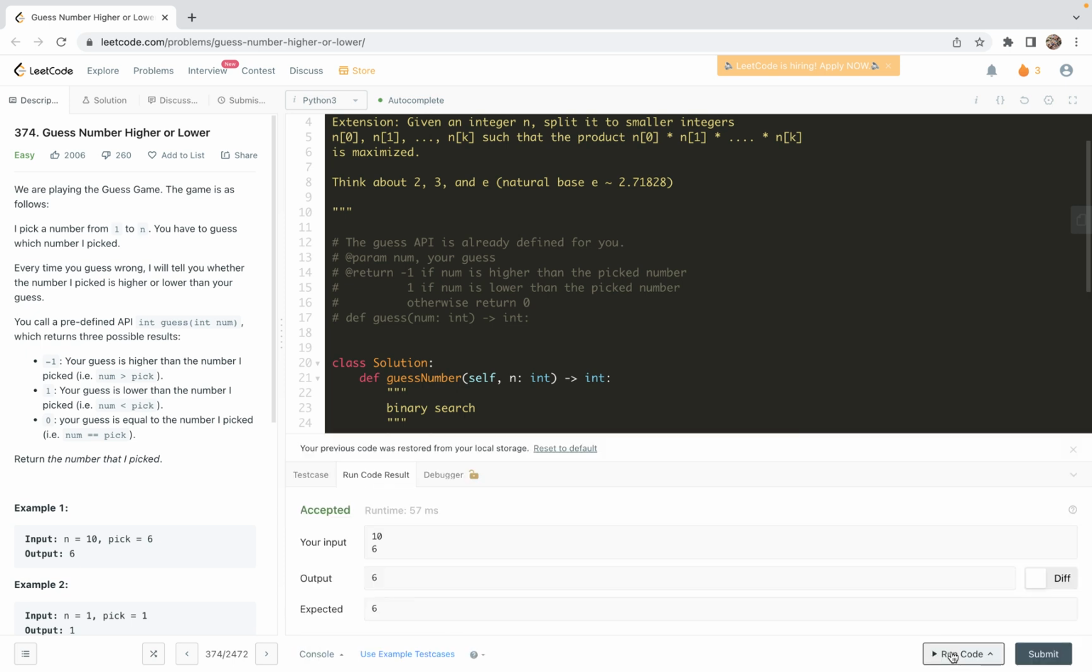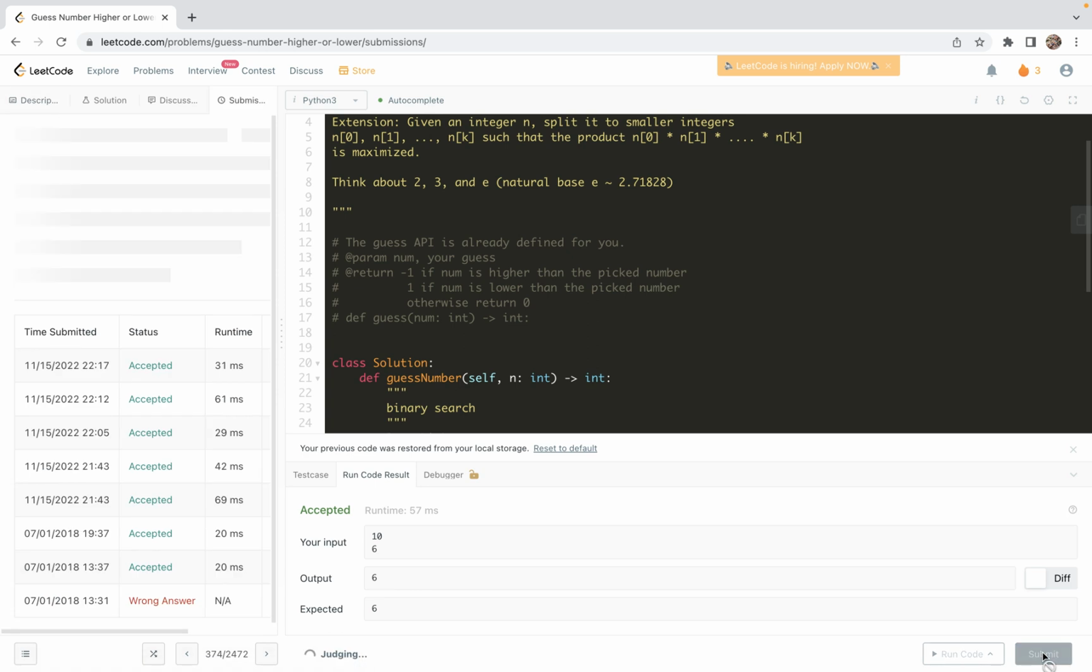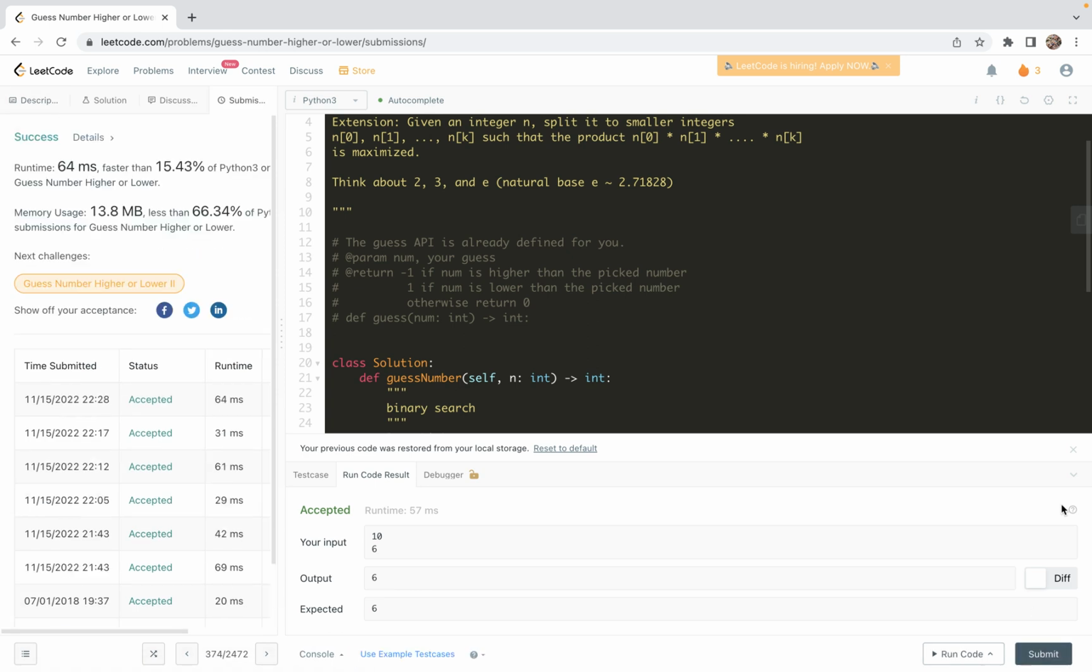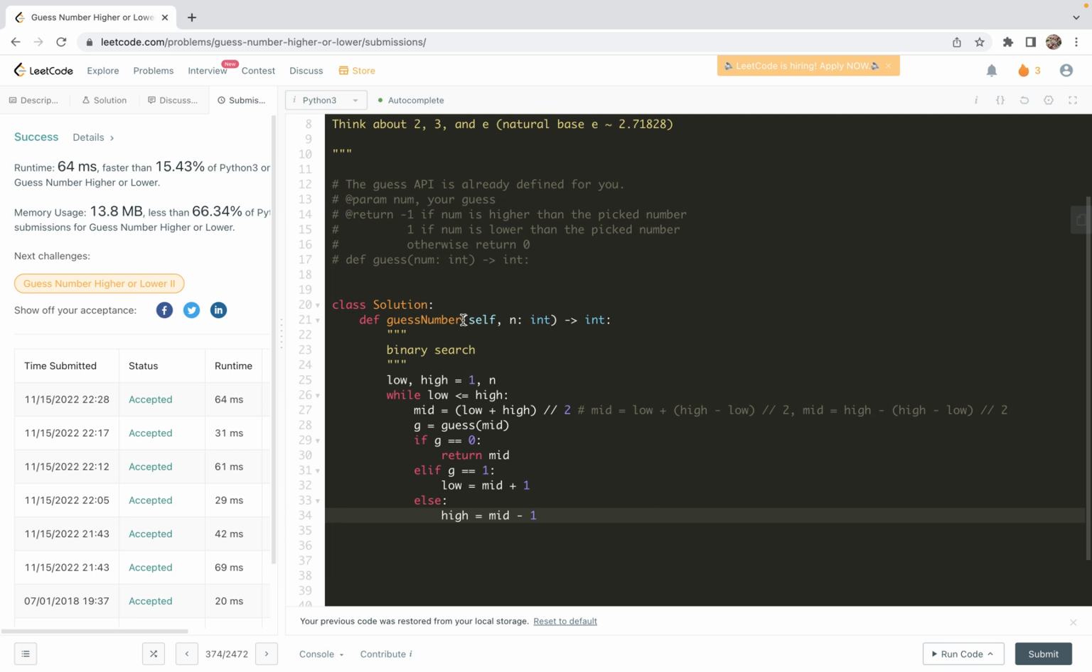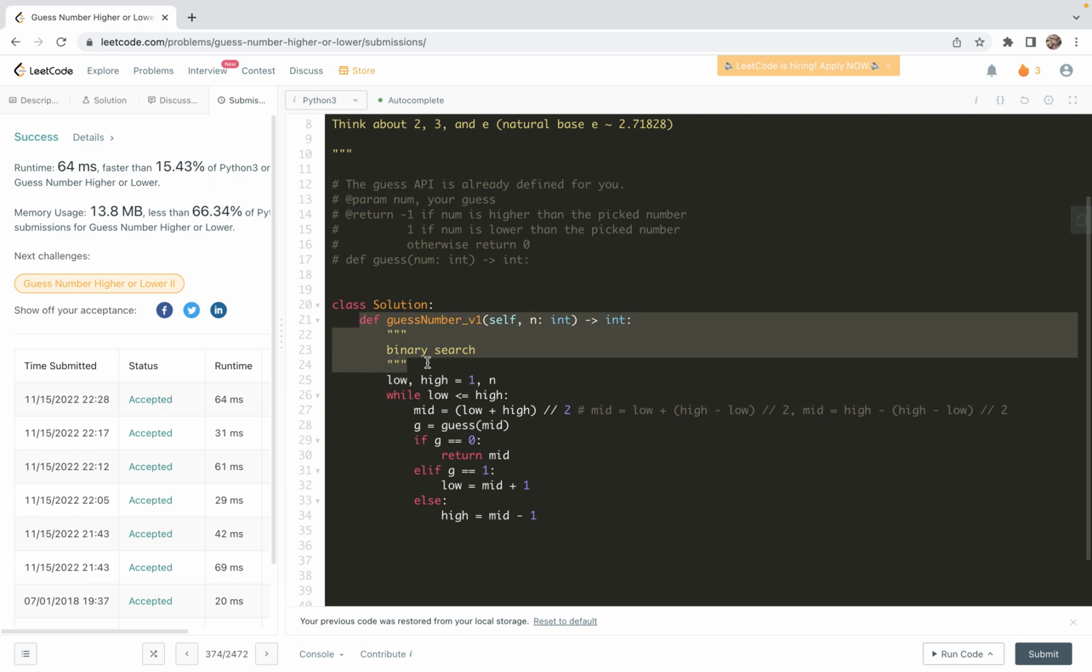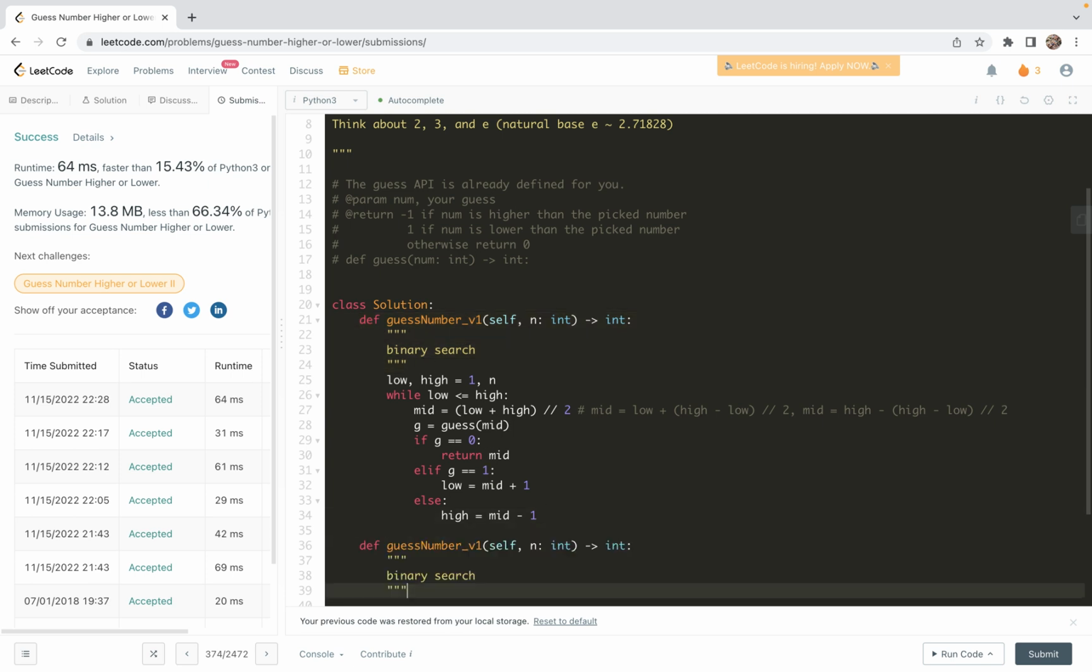Yeah, it passes this example 1. Now let's do a generic case check. Yeah, it passes all the generic cases. So this actually is the method we typically think of. So I'm going to mark this as version v1, and then let's copy this function signature part.